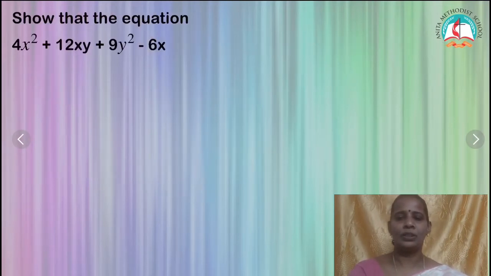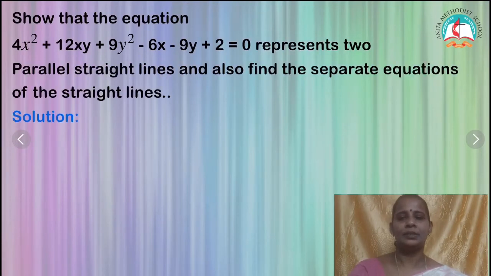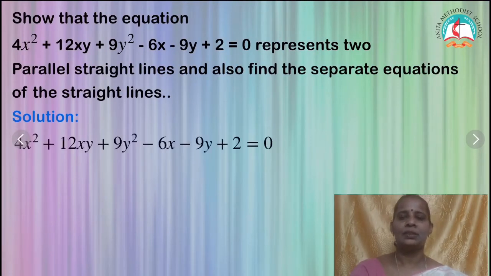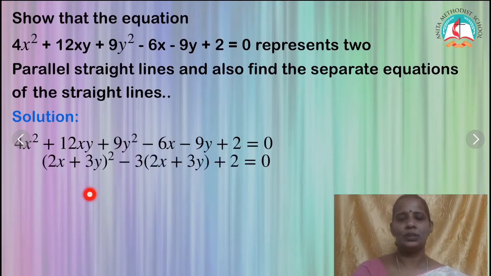Okay. Now look at the next one. And this question you have done in the last class. And here look at this question. The first number and the third number are perfect squares. If the numbers are perfect squares, then you can use a plus b the whole square. Here plus means plus. Suppose here minus means a square minus 2ab plus b square. So now this is of the form 2x plus 3y the whole square minus 3 into 2x plus 3y plus 2 is equal to 0.